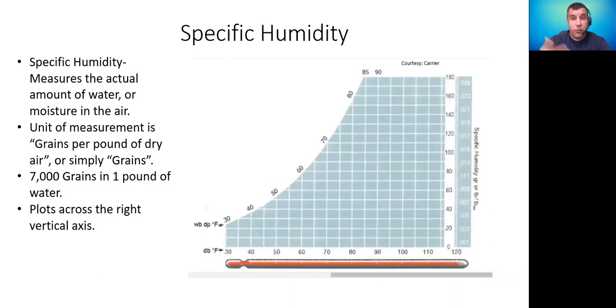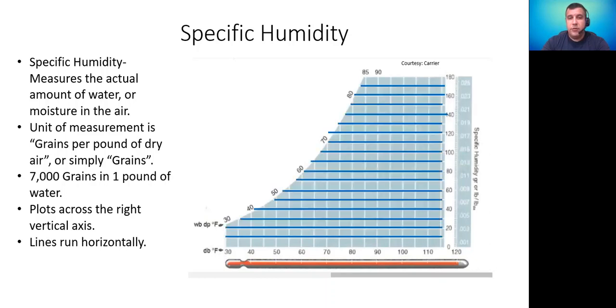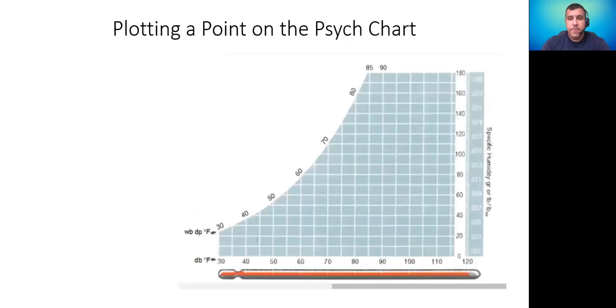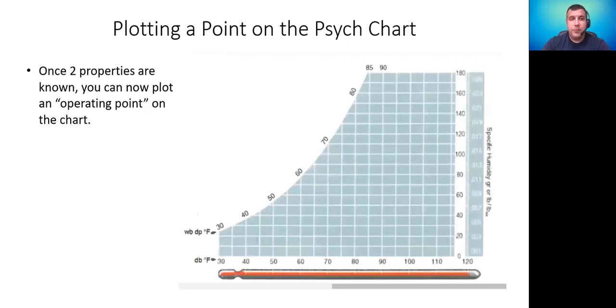Now, the grains of moisture, or the specific humidity, plots across the right vertical axis. So the scale that goes from 0 to 180 on the right side, that is our specific humidity. And those lines run horizontally from right to left, as you can see here. So let's do a quick exercise. Let's plot 60 grains. Which of those lines plots 60 grains? Right there. Okay, now we're ready to plot a point on the graph because we have two properties that we know the numbers to. So let's bring up our psychrometric chart again.